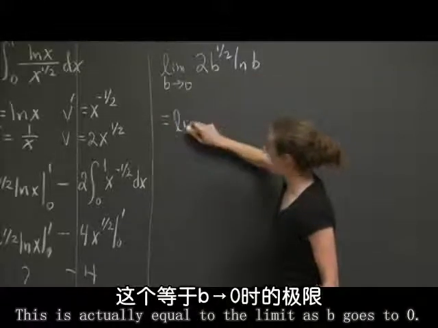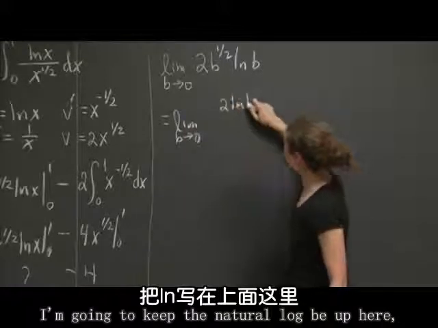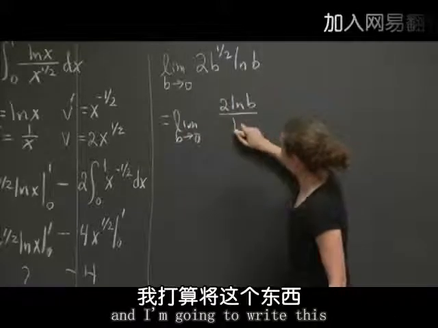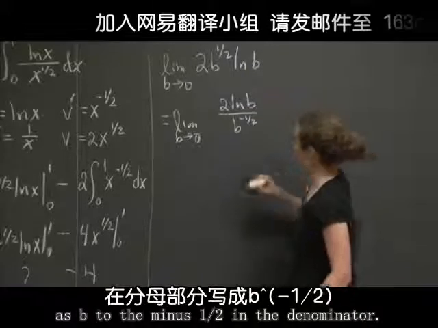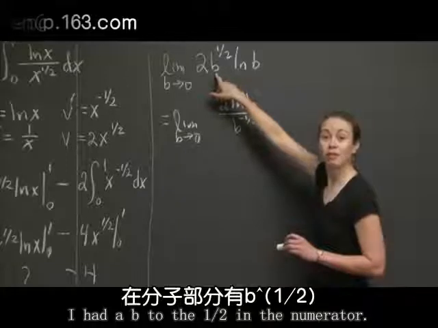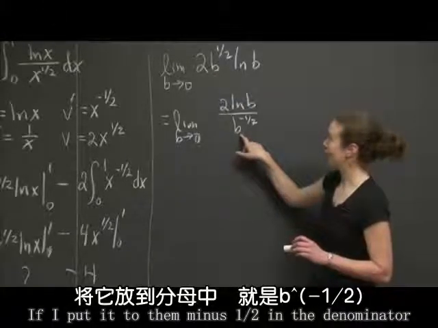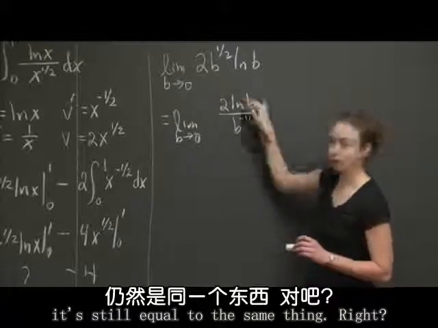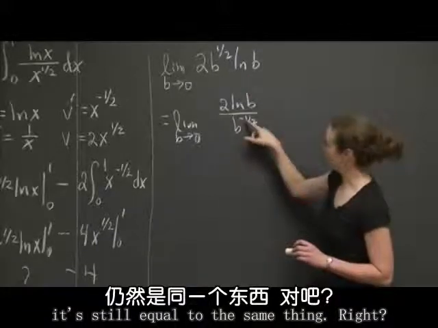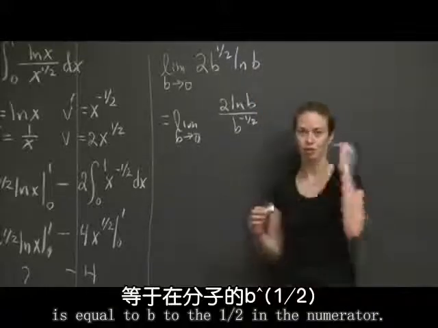This is actually equal to the limit as b goes to 0. I'm going to keep the natural log b up here, and I'm going to write this as b to the minus 1/2 in the denominator. Let's make sure we understand what just happened. I had a b to the 1/2 in the numerator. If I put it to the minus 1/2 in the denominator, it's still equal to the same thing, right? B to the minus 1/2 in the denominator is equal to b to the 1/2 in the numerator.